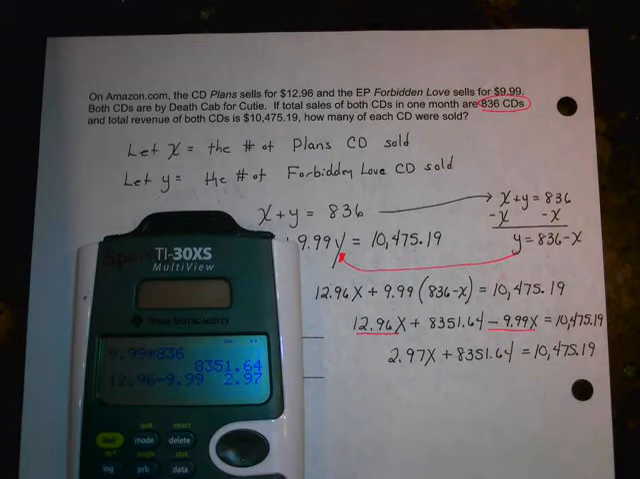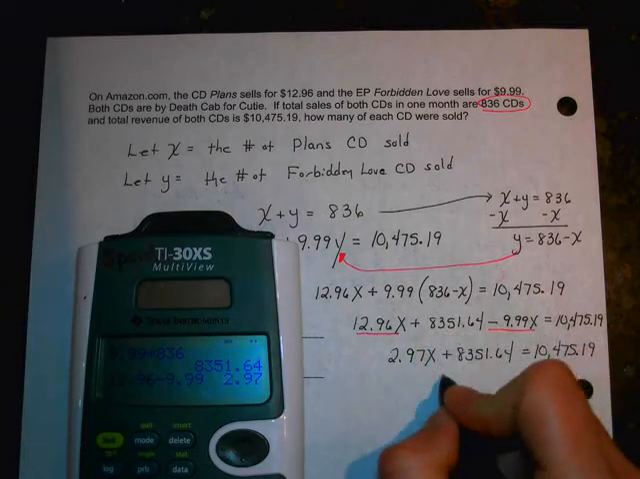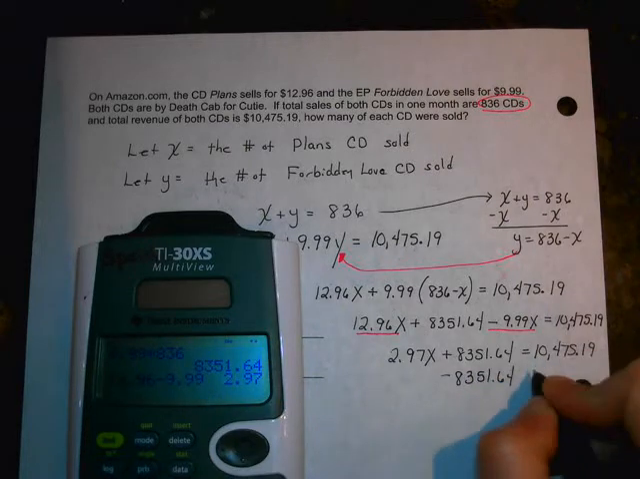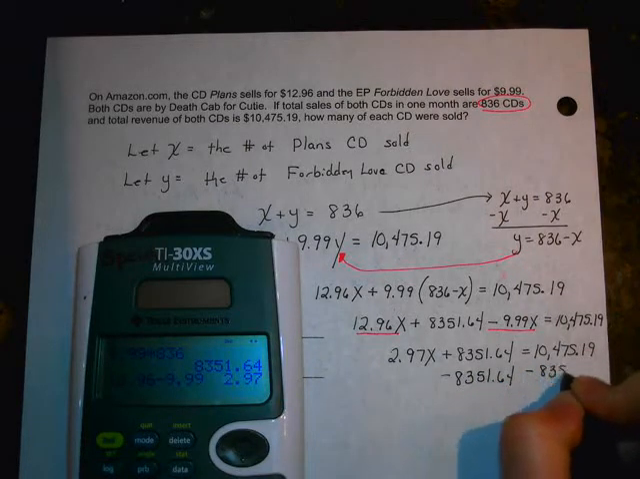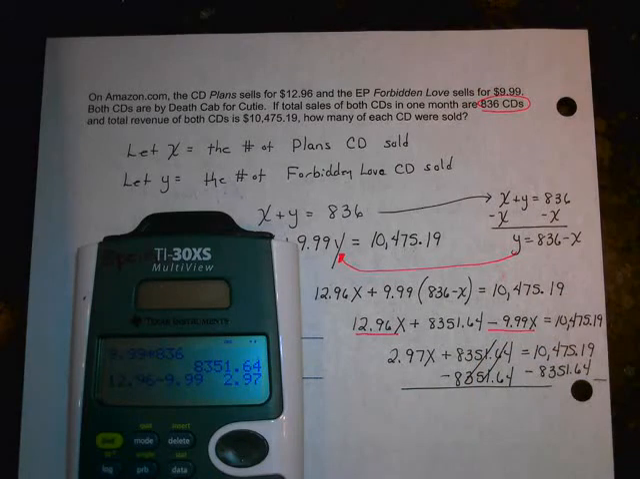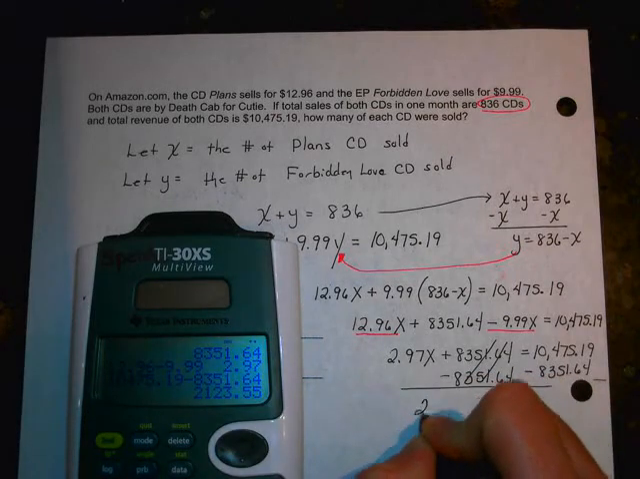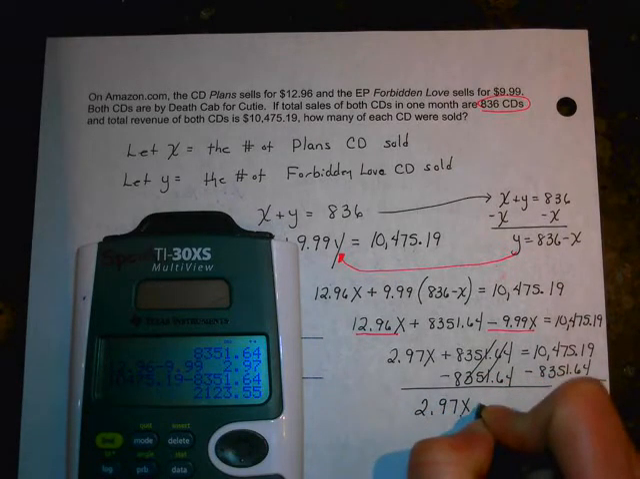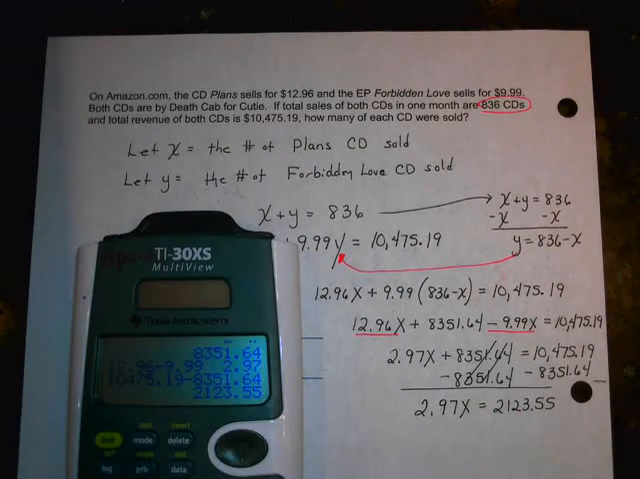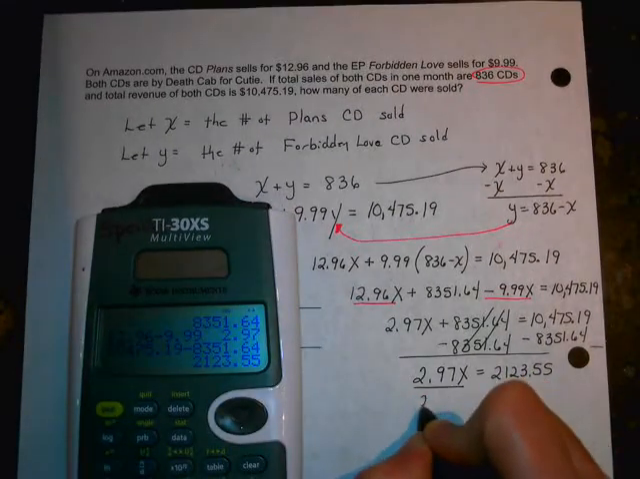And then we're going to subtract. I'll do this on my calculator because I do not want to do that in my head. 8351.64. So that's going to equal 2123.55. And then the last step, keep that calculator out.